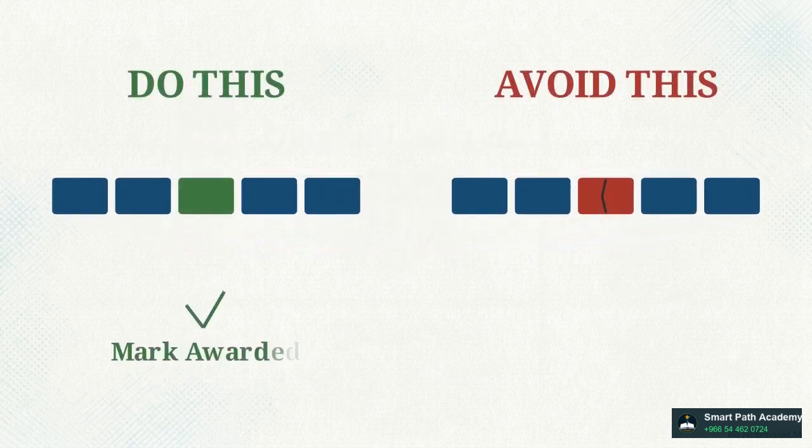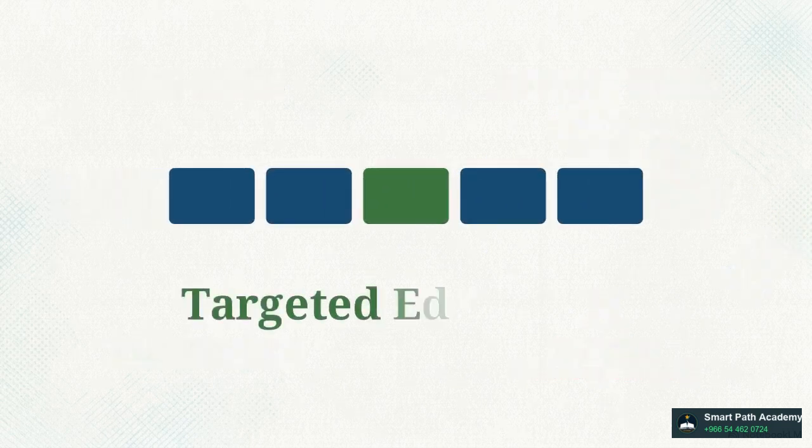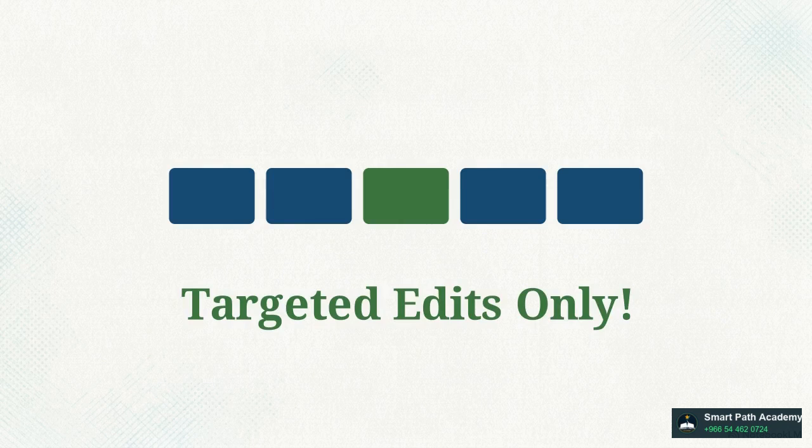On the left, we swap out the single broken word. That earns the mark. On the right, the bulldozer rewrites the entire sentence. In the exam, changing the author's structure loses the mark, even if your new grammar is correct. To succeed here, you must follow one rule: correct only what is wrong, and leave the rest of the sentence exactly as you found it.